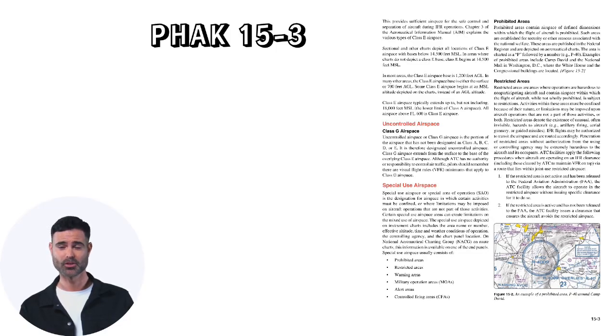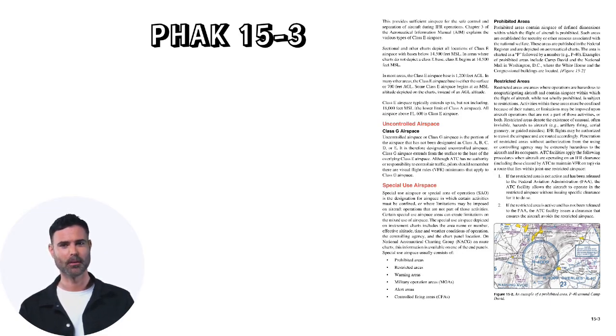Special use airspace usually consists of prohibited areas, restricted areas, warning areas, military operation areas (MOAs), alert areas, and controlled firing areas (CFAs). Prohibited areas contain airspace of defined dimensions within which the flight of aircraft is prohibited.